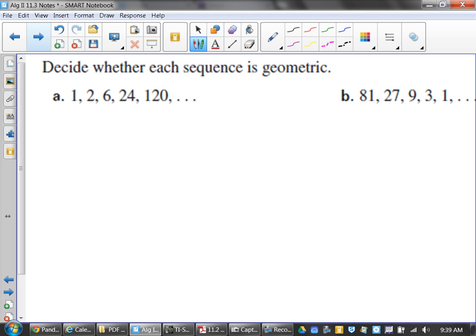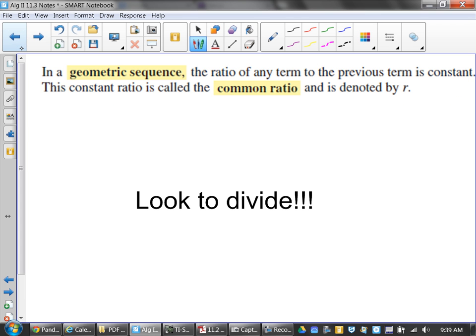If I'm going geometric sequences and series 11.3, looking at this first grouping, I have 1, 2, 6, 24, 120. You don't have to write it all out. I'm just saying you just have to look this up. I'm going to show you right now.